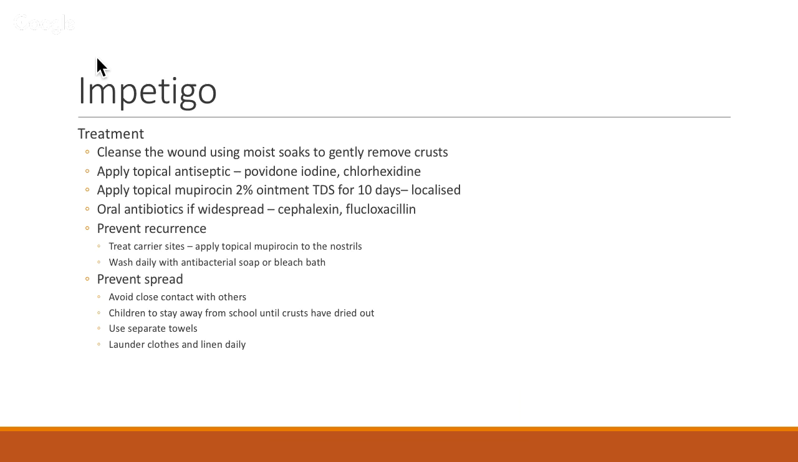If they do have recurring episodes, you want to test for nasal carriage of Staph aureus, and if so, they can get topical mupirocin applied intranasally. They can also get washes like bleach baths as well, and prevent spread. So avoid close contact, avoid school until all the crusts have gone. Use separate towels and make sure you wash clothes and linen daily.